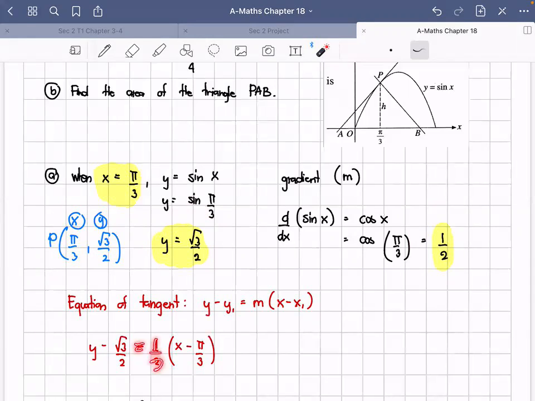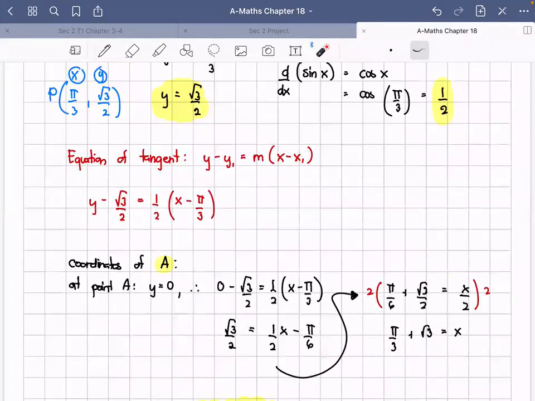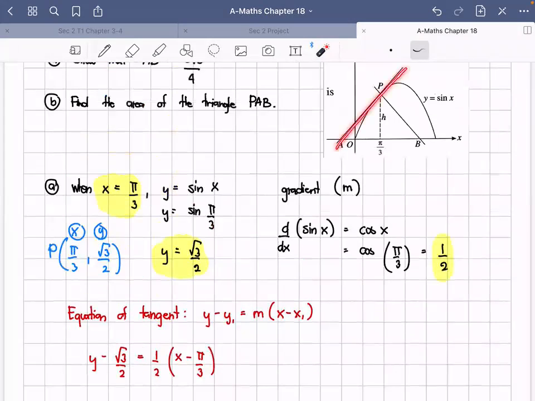Equals, why is this 1/2? Okay, this is 1/2 because our gradient is 1/2 from here. Okay, and then x minus pi over 3. Why is it pi over 3 again? Because that's our x value for point P. All right. So therefore, this is your equation for your tangent line. This one, for this line here.